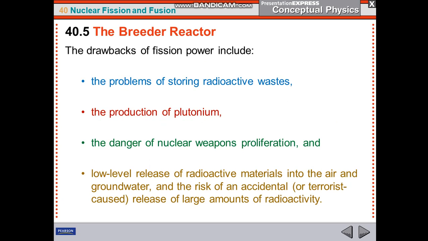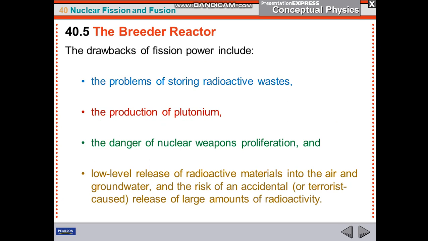Now what are the drawbacks of fission power? The problems of storing radioactive waste, this is one of the main problems. And then the production of plutonium, it's not actually an easy process. The danger of nuclear weapons proliferation and low level release of radioactive materials into the air and groundwater, and the risk of an accidental or, you can say, terrorist caused release of large amounts of radioactivity.